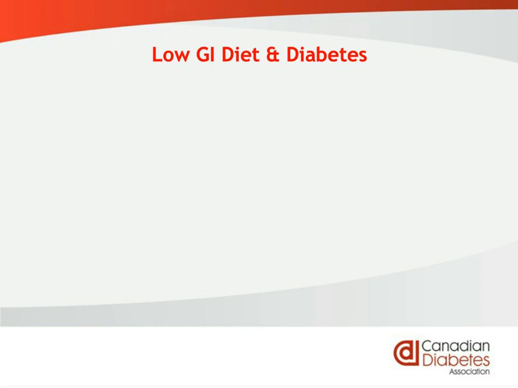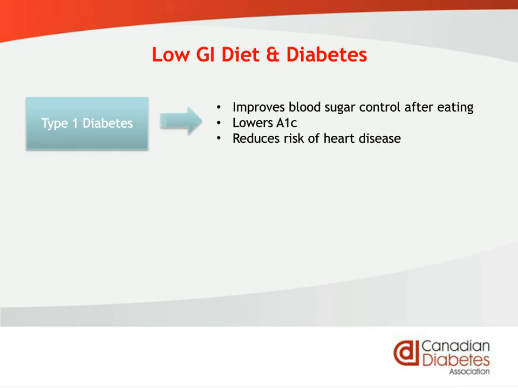First I'll talk about type 1 diabetes, a type of diabetes in which the pancreas does not produce any insulin, and insulin therapy is required for treatment. Research has found that following a low GI diet in type 1 diabetes can improve blood sugar control after eating a meal, and it can also lower A1C levels through less fluctuations in blood sugar and reduce the risk of heart disease. For those of you who may not know, A1C levels are the average blood glucose levels over a 3-month period, and this is used to see how well someone is managing their diabetes.